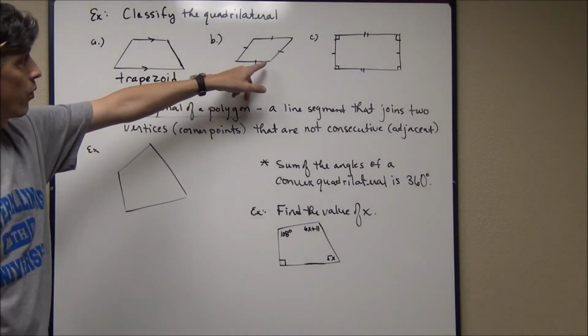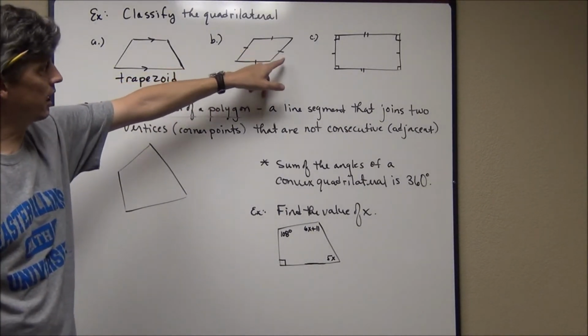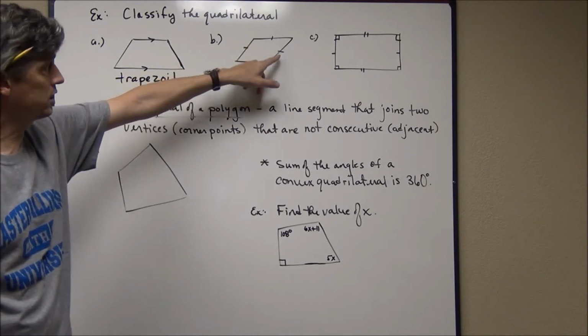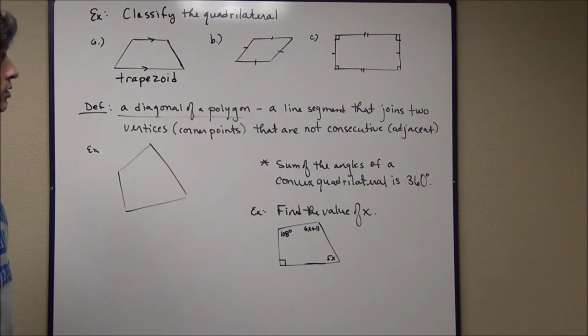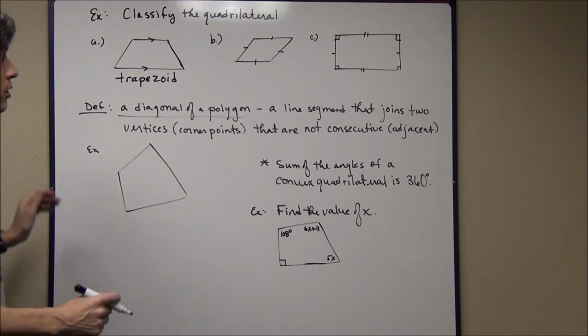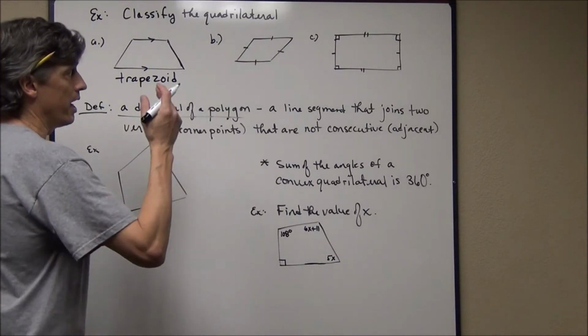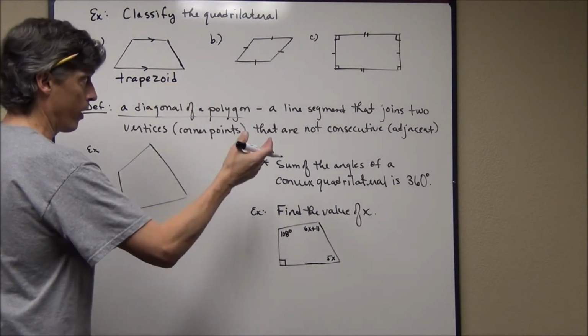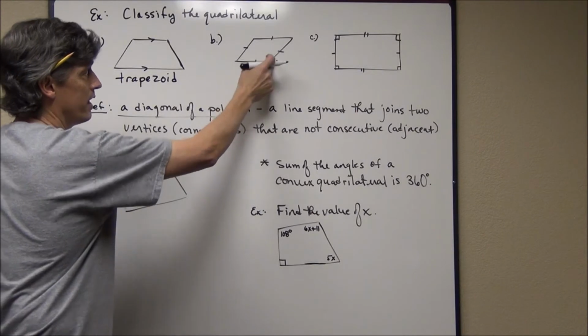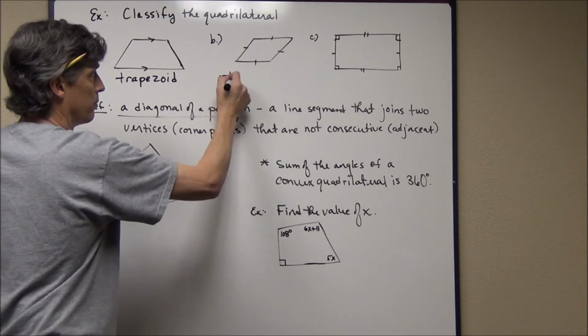Now in this case I have a quadrilateral and I have the notation, nothing about parallel, but I have all four sides that are congruent. Now if all four sides are congruent, it's either got to be a rhombus or it's got to be a square. And in this case, since I don't have any information about the angles, this has to be a rhombus.